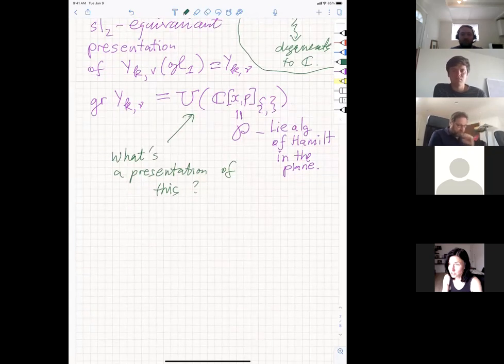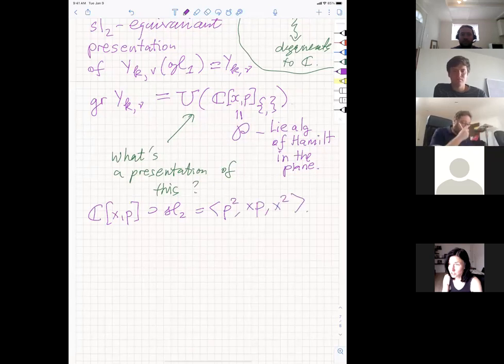But the presentations that we will use: in the physics literature there are a number of ways to think about this algebra, going back to the work of Hikami and Wadati in the 1990s. But what I will consider is the SL2 equivariant presentation. So this Lie algebra contains a copy of SL2, and it is generated by the quadratic Hamiltonians p squared, xp, and x squared. So these are classical Hamiltonians.